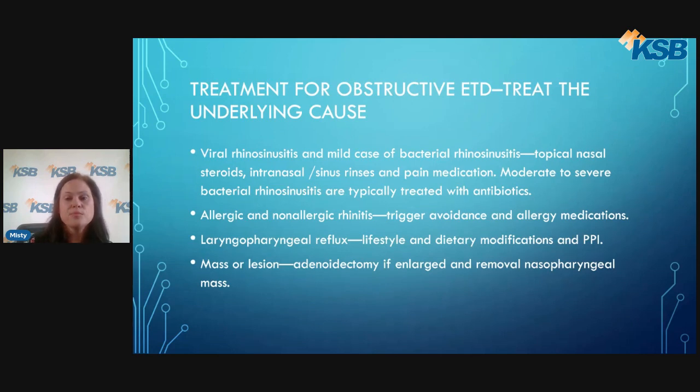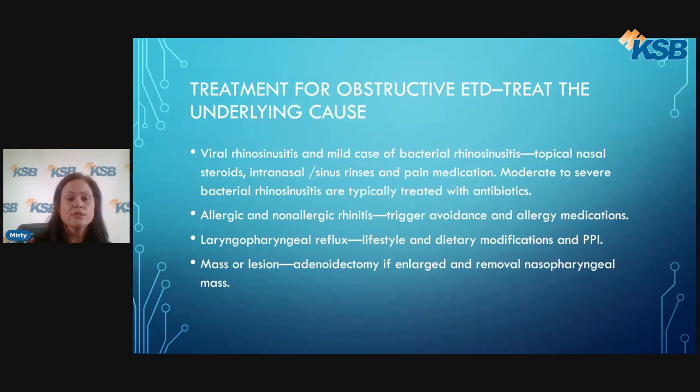If it is obstructive Eustachian tube dysfunction, that would mean that something is causing it, right? A lot of times it would be viral rhinosinusitis versus bacterial rhinosinusitis, allergic and non-allergic rhinitis, laryngopharyngeal reflux, masses or lesions. And we'll talk about that a little more.